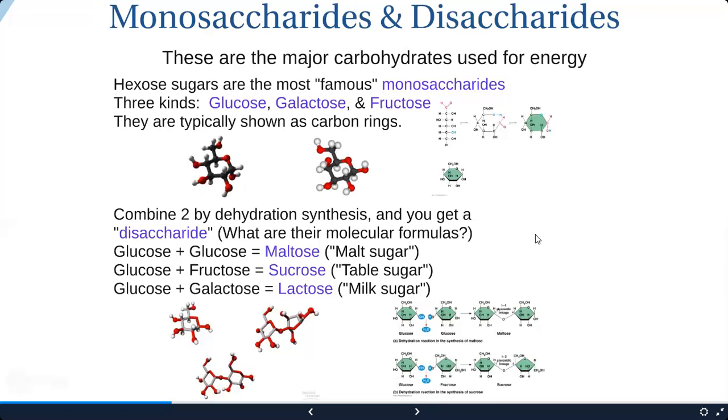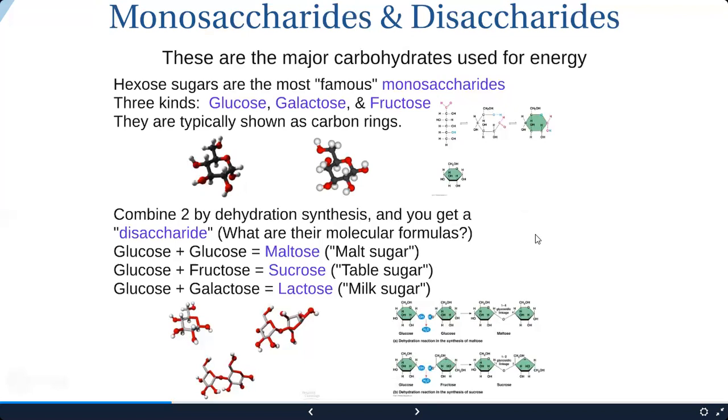Plants turn their products of photosynthesis into sucrose because it stores so well and for so long term. And then our final one down here is lactose. If you bond a glucose and a galactose molecule together, you will get milk sugar.